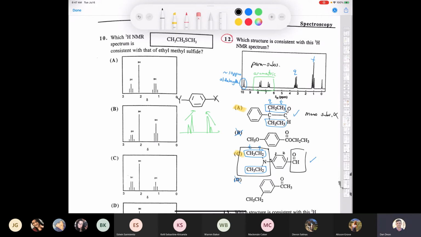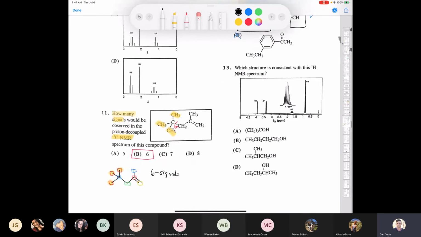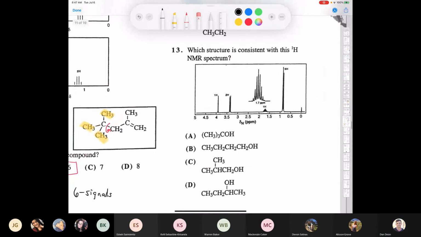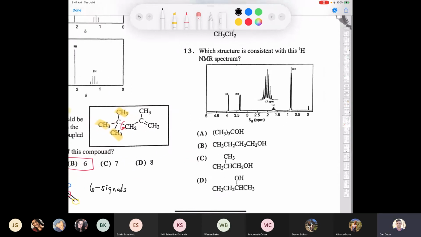I had a couple more picked out here. Let me see, where are they? Question number 13. Let's take a look at 13. Oh boy, here we go. This signal here is a zoom in of this thing here, which represents one proton. I hope you can see that, but this says 6 protons, this says 2 protons, and this says 1 proton.